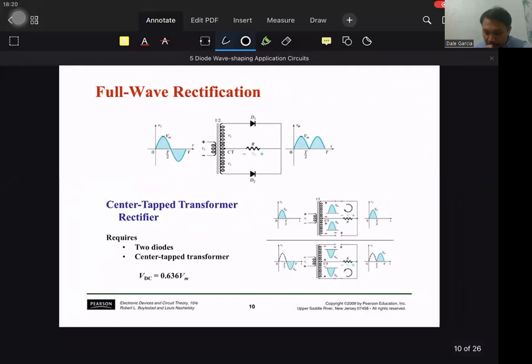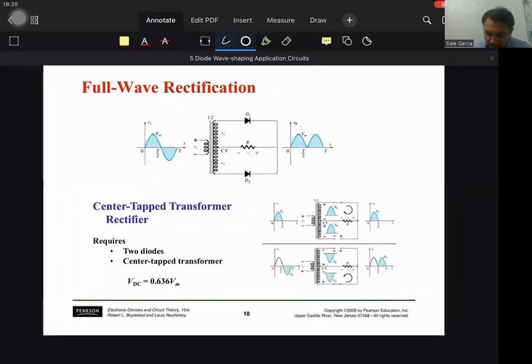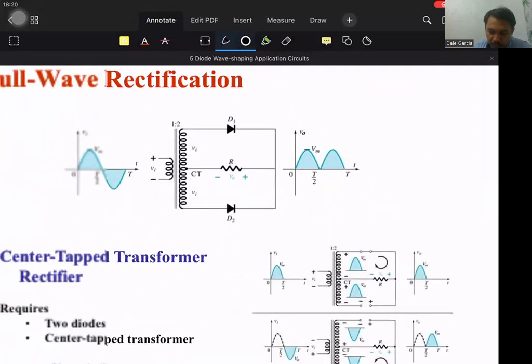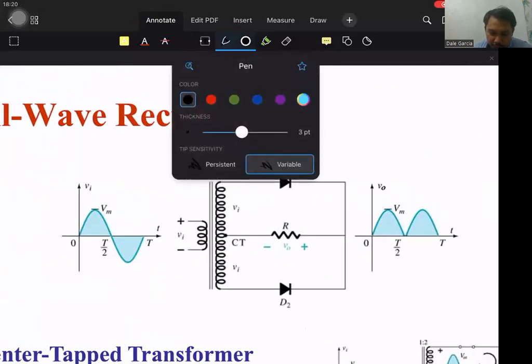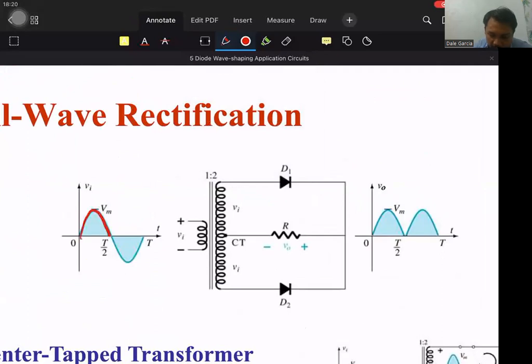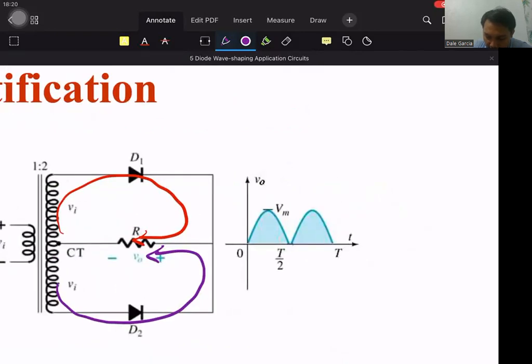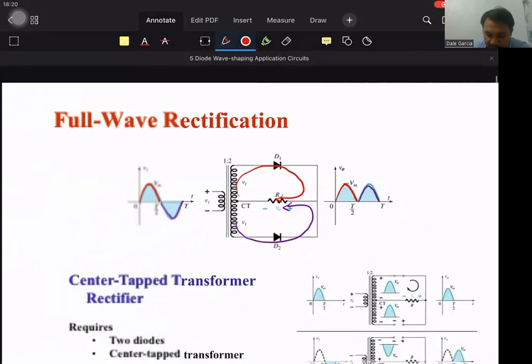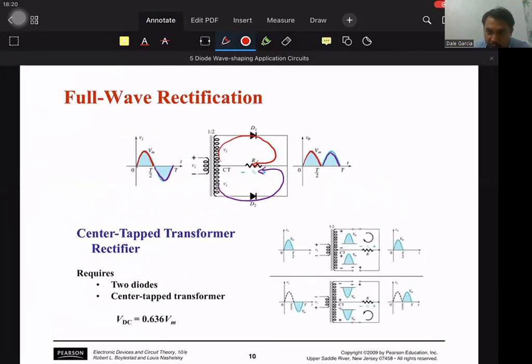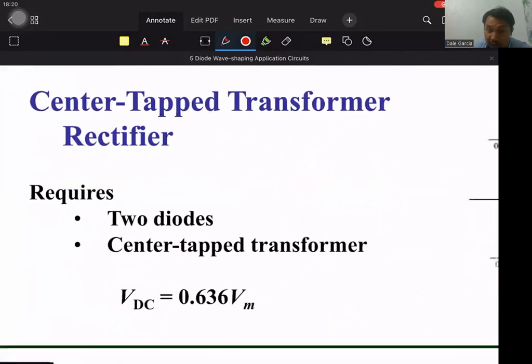For the full wave center tap, the explanation is also the same. So for the positive half cycle, the current passes through. For the negative one, okay. So in effect, it's the same as the bridge. Of course, it's a full wave rectifier, so it's expected to be the same. So where do they differ? In terms of DC voltage value, they're the same, also 0.636.